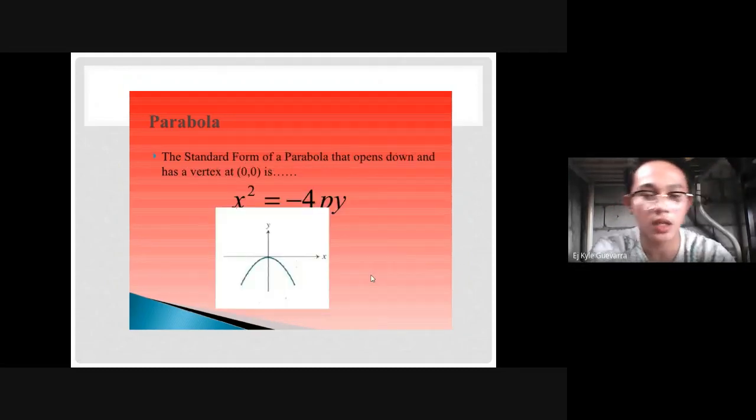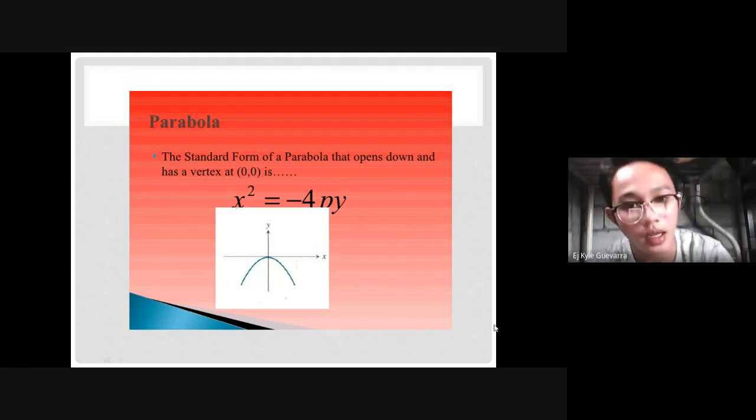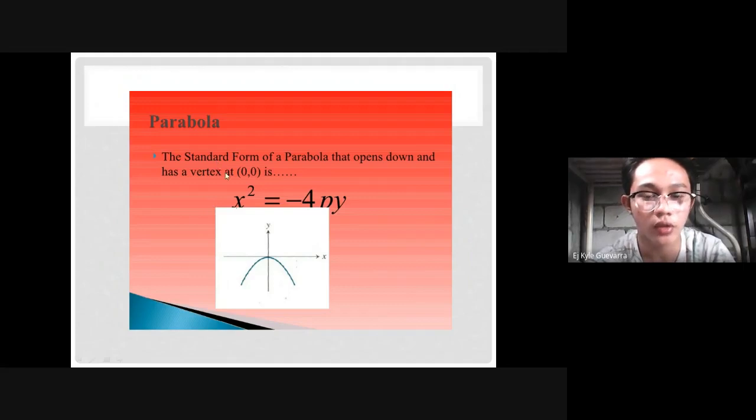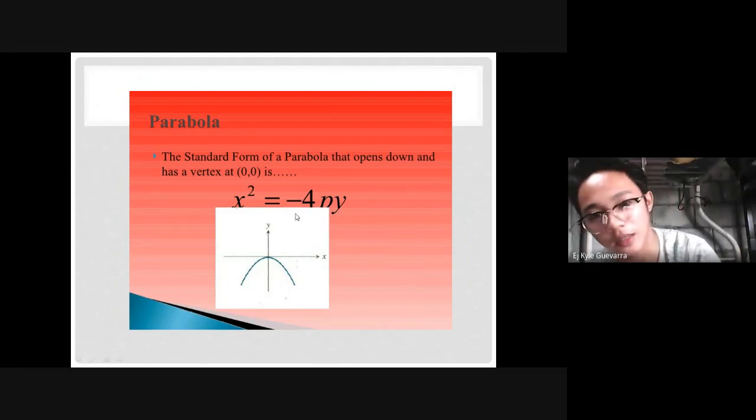Next is the parabola that opens downward. Ang ating equation or standard equation or form is x squared is equal to negative 4py. Negative 4py na ang ating graph. Nag-iba na, negative 4 na.